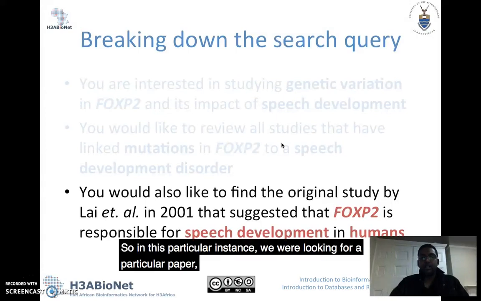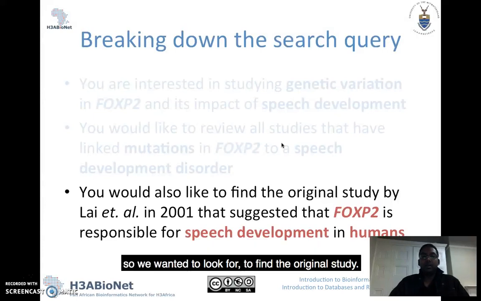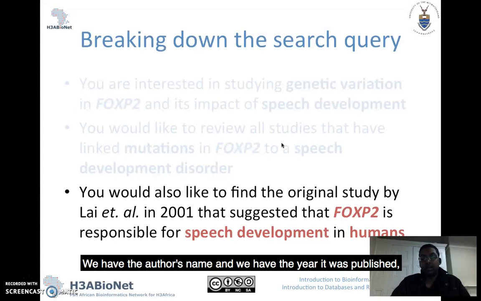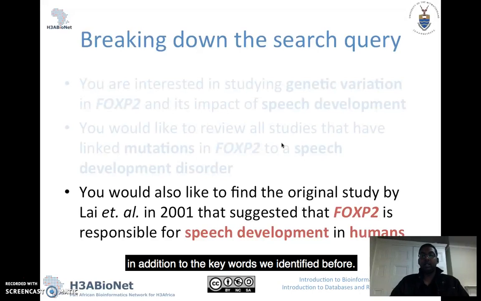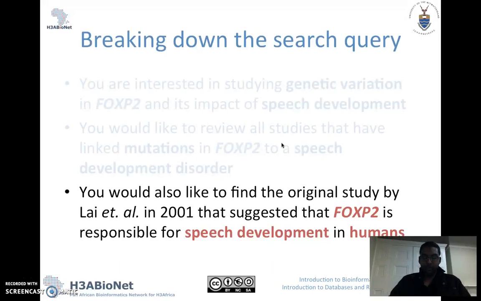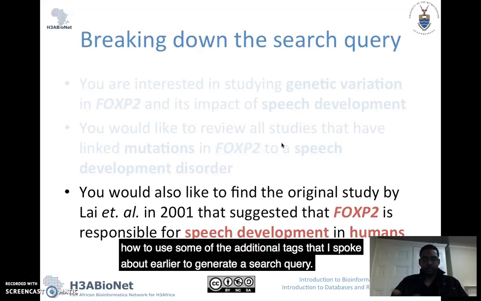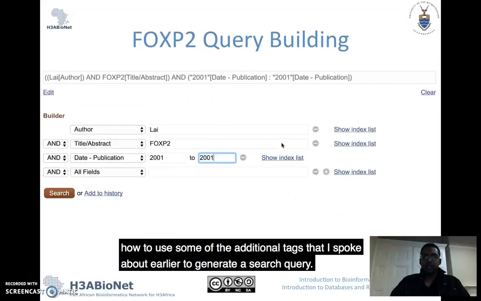So in this particular instance, we were looking for a particular paper. So we wanted to find the original study. We have the author's name, and we have the year it was published, in addition to the keywords that we identified before. So what I'm going to use this as an example is to show you how to use some of the additional tags that I spoke about earlier to generate a search query.